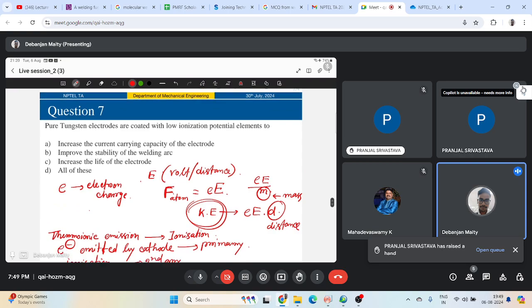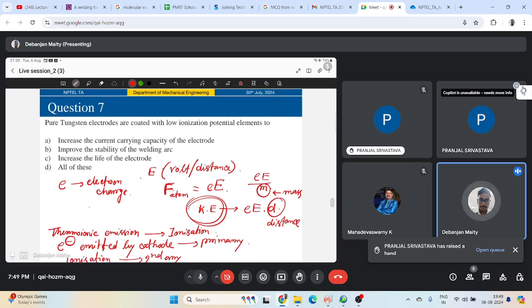Okay, we'll move to next question. So I had already talked about this coating of the tungsten electrode with cerium or thorium, right? It will increase your current carrying capacity. Yes. It will improve the stability of the welding arc. Yes. And it will also increase the life of the electrode, which I had not mentioned, because your arc is getting stable. Arc stability is higher, so automatically the electrode life will be higher. So over here also D is correct.